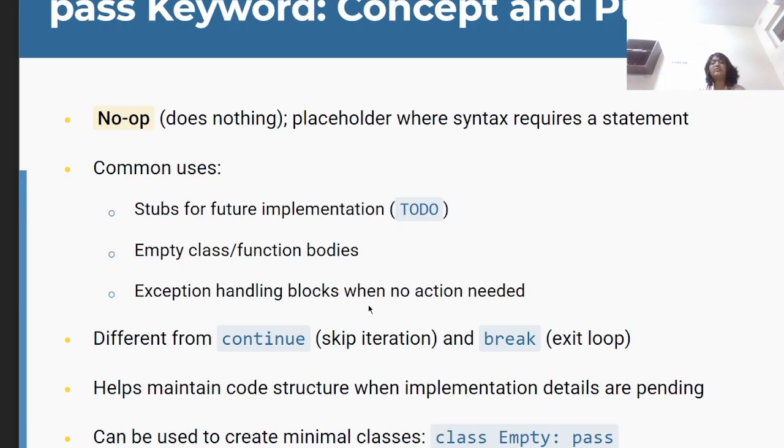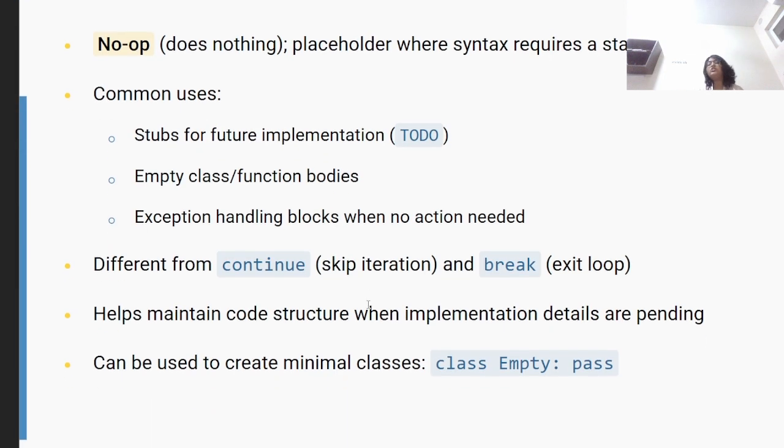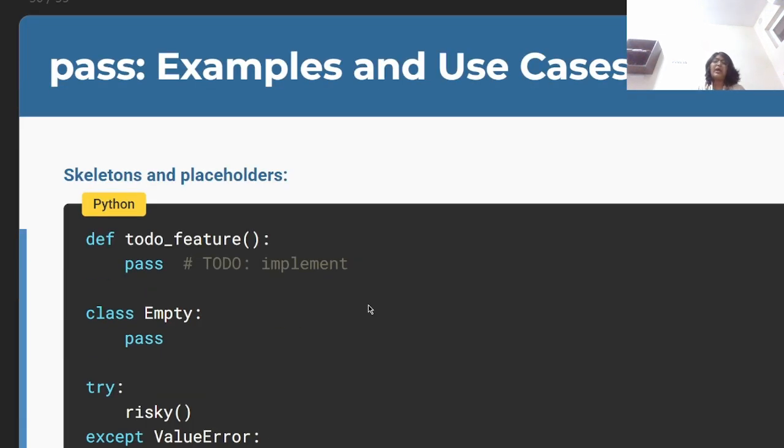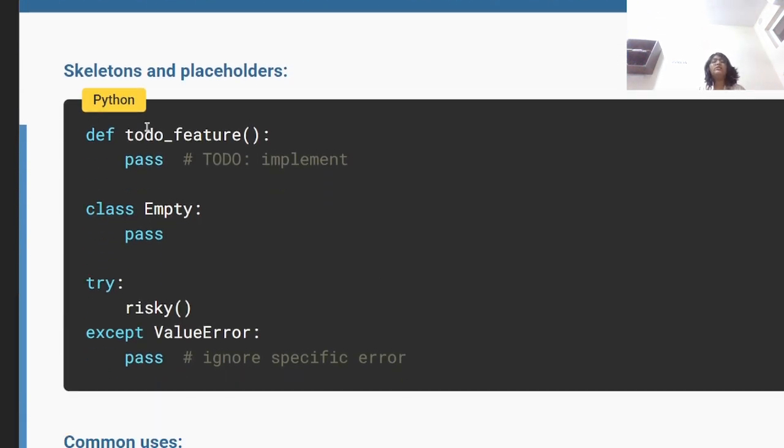It just goes to the next one. It is much different from continue and break. It helps maintain the code structure while implementing details that are pending. It can be used to create minimal classes. An example of this is, suppose def feature(): pass. So what it does is pass that particular condition and go to the next condition.